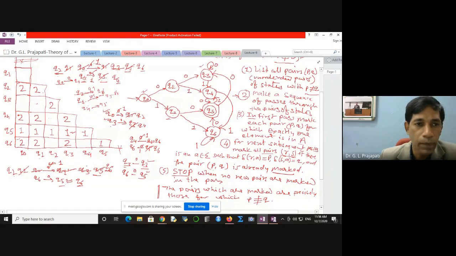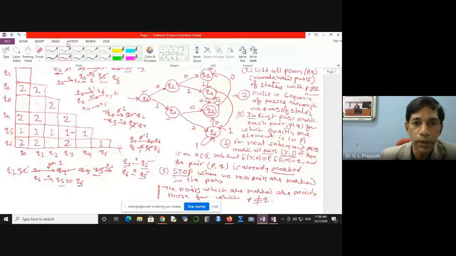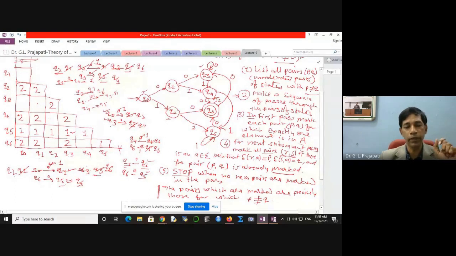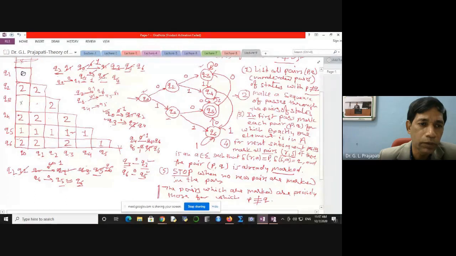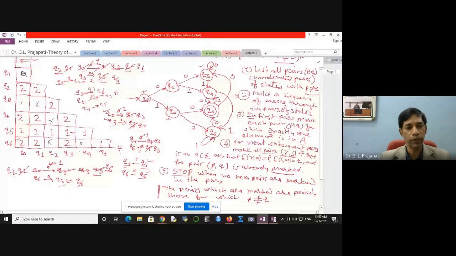Now, up to here you have identified all pairs for which you can say that they are not equivalent. And the pairs which you have not marked, you have not marked this pair, this pair, this pair, and this pair. This means the pairs which you have not marked are equivalent.